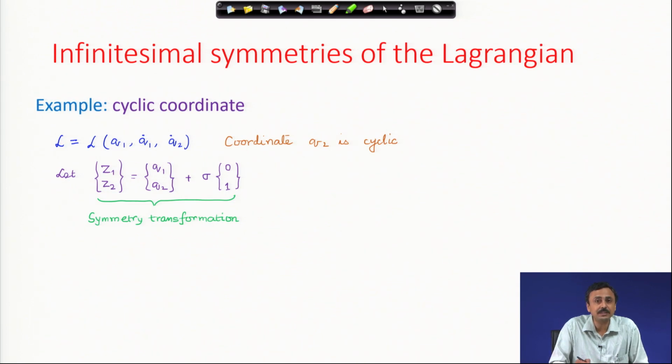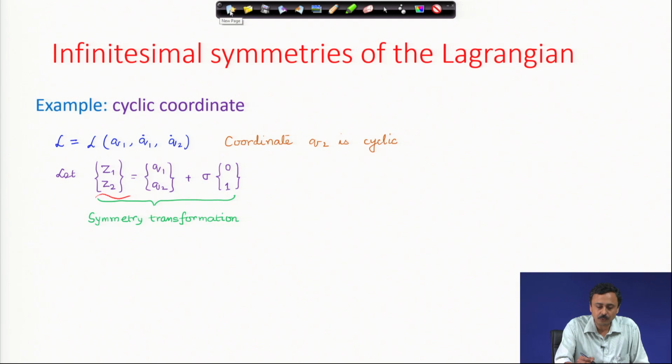Here the infinitesimal generator is very easy to find, because q2 is a cyclic coordinate. Therefore, any shift in that q2 direction in the new definition of our z is going to leave the Lagrangian symmetric. Not just infinitesimal symmetry, this is a finite symmetry. It is not just d sigma of L tilde, it is a finite symmetry. And anyway, if a finite symmetry is satisfied, the infinitesimal one has to be satisfied. Okay, so this is a trivial example.